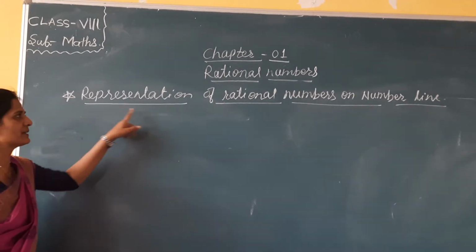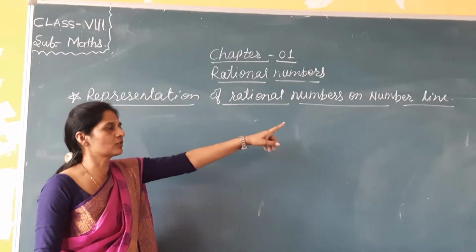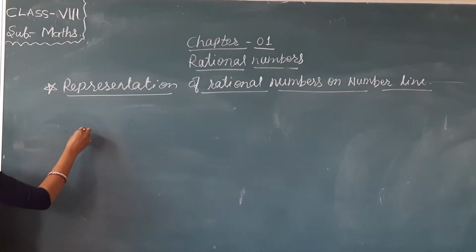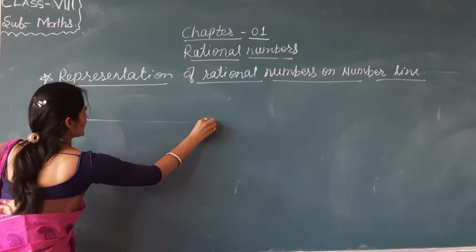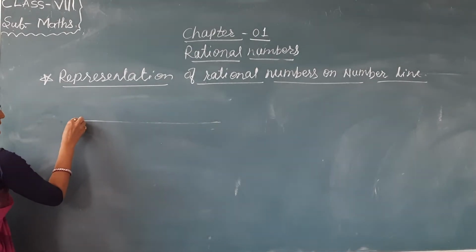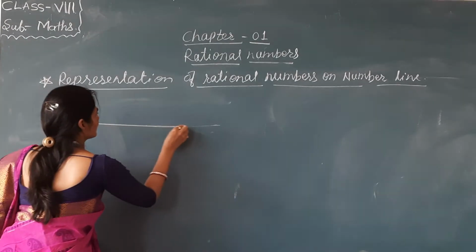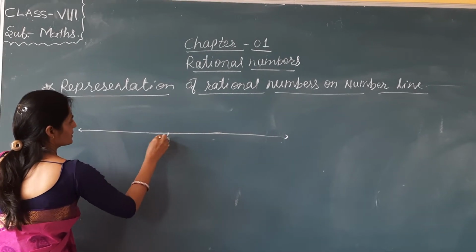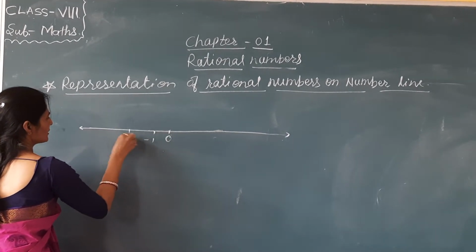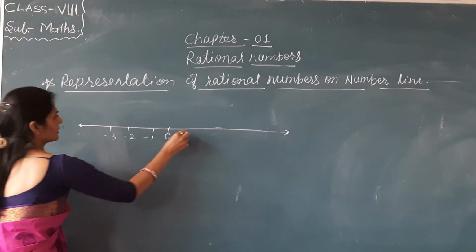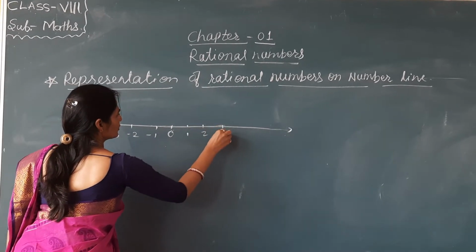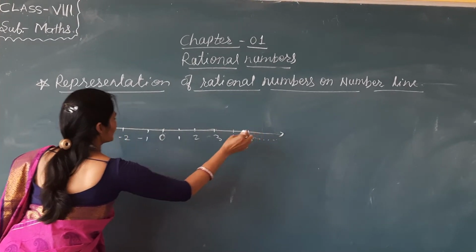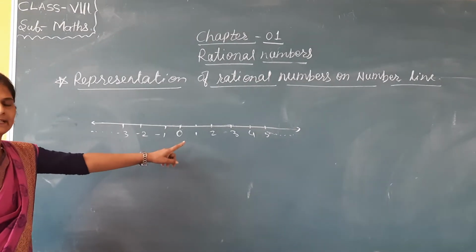Next topic is representation of rational numbers on the number line. Now everybody knows the number line. You already learned it in class 7th. Then it is the number line: 0, -1, -2, 1, 2, 3, 4, 5 up to infinity. This is the number line for integers.